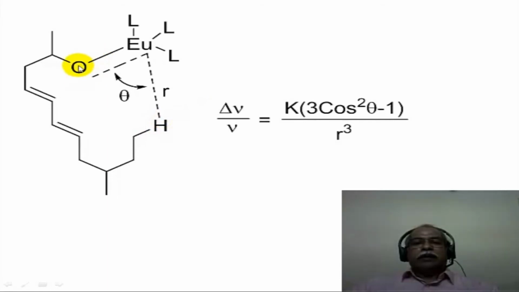Now the lanthanide ion is complexed to an oxygen lone pair, and it is at a distance of r from the hydrogen which is under observation, and the angle between the oxygen, europium and the hydrogen is theta, which corresponds to the theta in this particular equation. So one can readily see that the lanthanide shift is essentially inversely proportional to the power 3 of the distance. In other words, as the distance increases, the induced shift falls off quite rapidly.